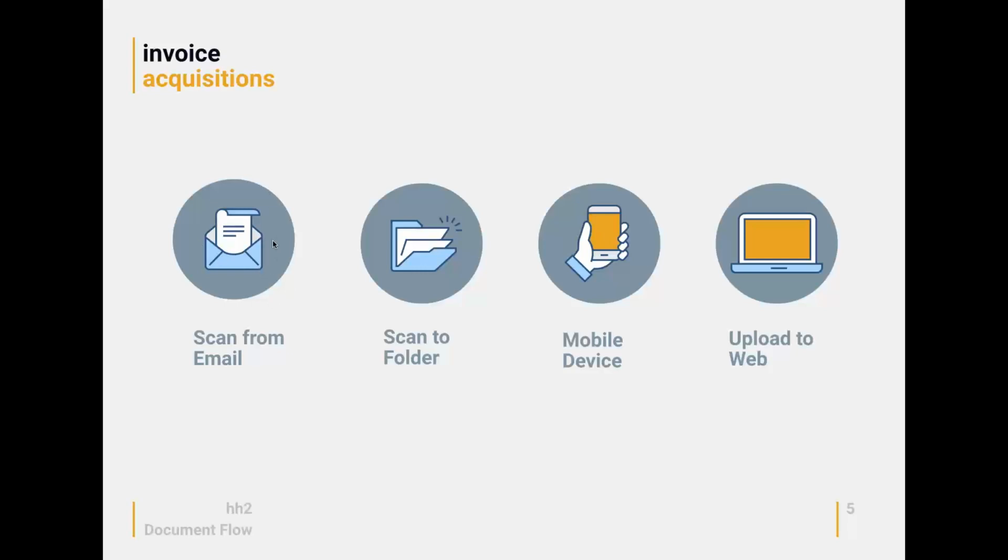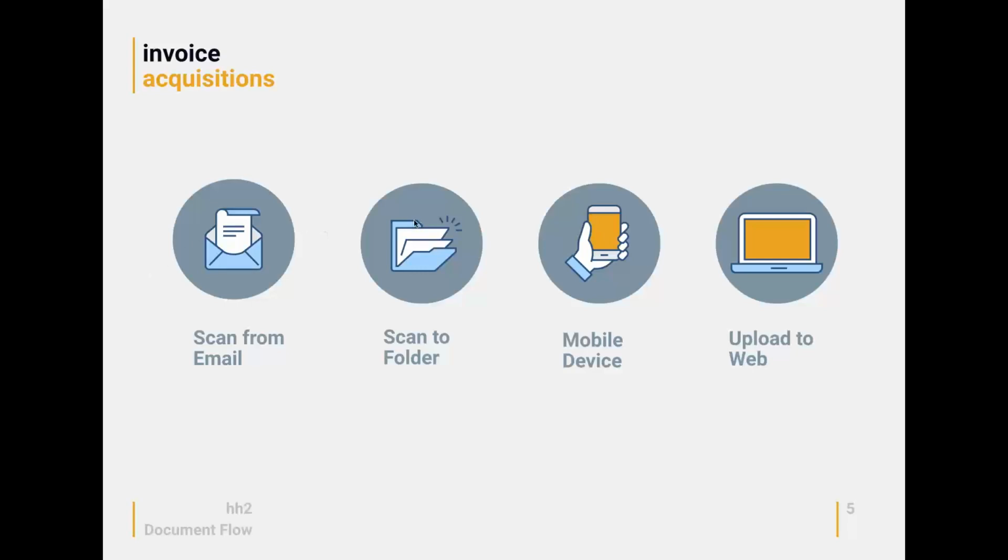And what that means is we're able to monitor your email inbox. So maybe you have an email, you have invoices at abcconcrete.com, and your invoices are sent to that email address. Well, HH2 will simply monitor that email for you, and any invoices that are sent in, we'll grab those images from the emails and we'll pull them into HH2.